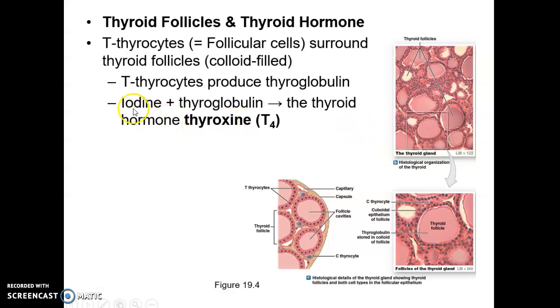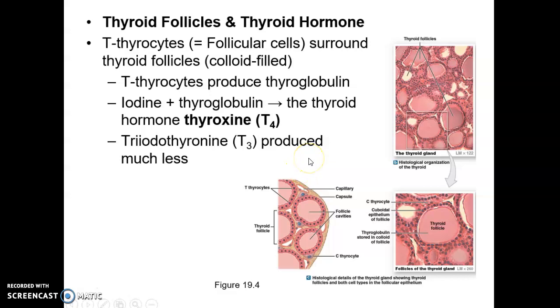So again, iodine being added to the precursor molecule, thyroglobulin, produces thyroid hormone, or T4, or thyroxine. There's also a secondary thyroid hormone that's produced that's called triiodothyronine, T3, because it has 3 iodine atoms attached to the precursor molecule, is produced in less amount.